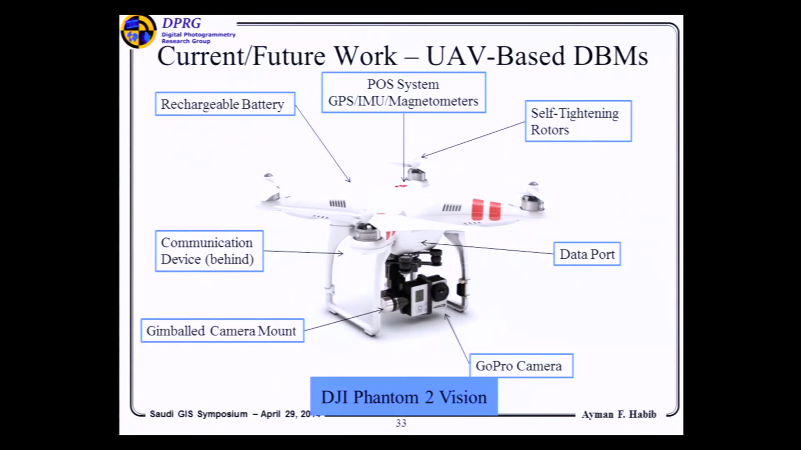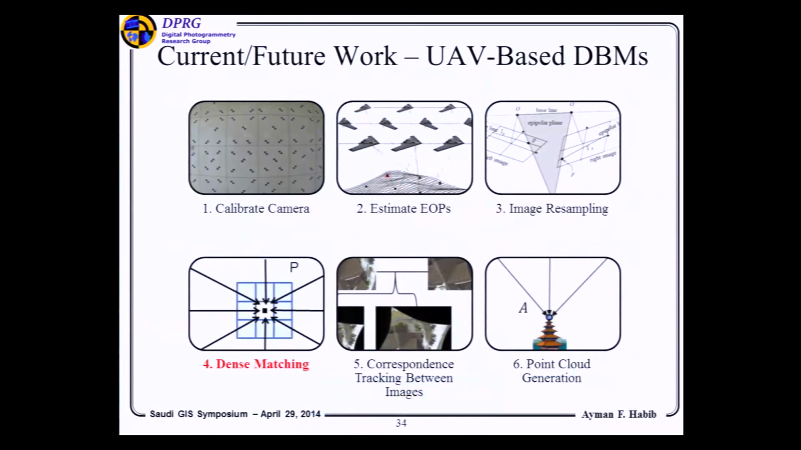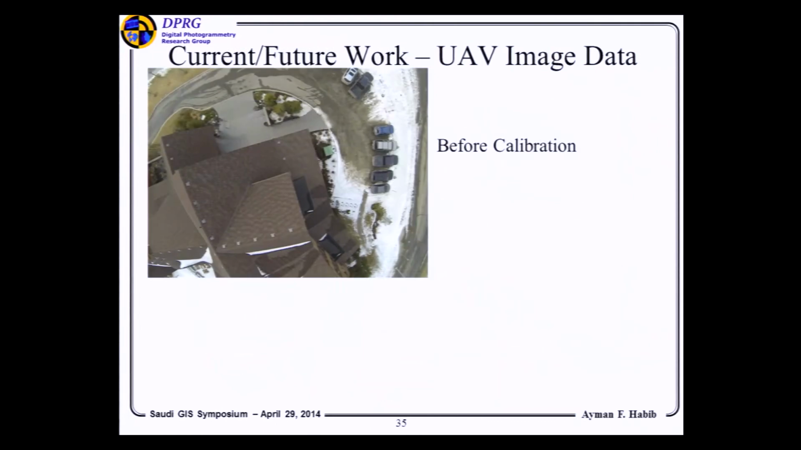So now we are talking about just image-based systems. This particular system, which is a Phantom DJI, is roughly $1,000, $1,500. In this case, we have only a camera system. The camera is what's called a GoPro camera. You can tilt the camera to look down or look sideways. This is the processing workflow, and in this case we use what we call dense matching techniques, like SGM, and we can have a very dense point cloud.